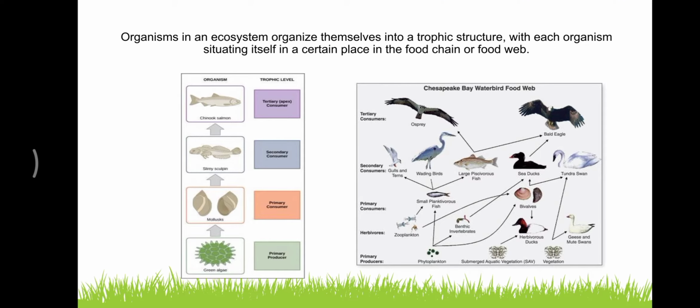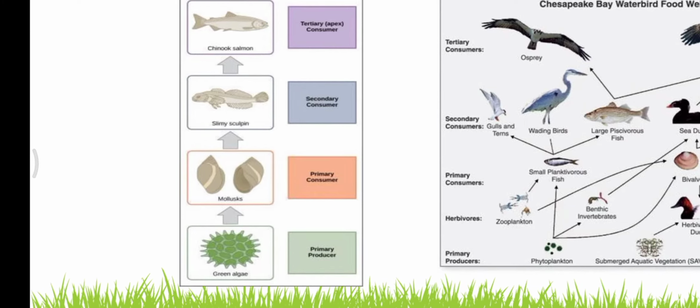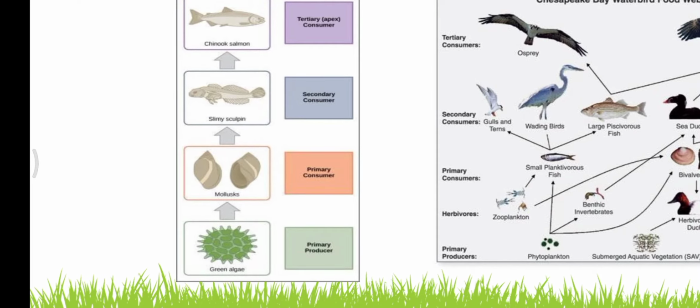Organisms in an ecosystem organize themselves into a trophic structure, with each organism situating itself in a certain place in a food chain or a food web. I have attached two pictures here. First picture is of a food chain in which we have green algae as a primary producer, mollusks as primary consumer, slimy sculpin as secondary consumer, and last, tertiary consumer, that is a salmon.